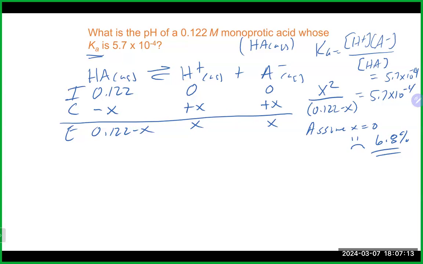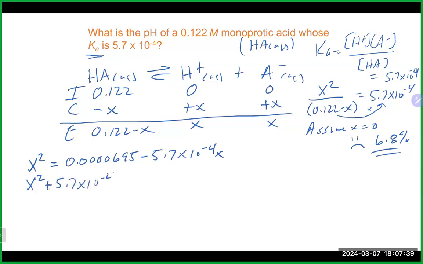And that other way is our favorite thing, which is our quadratic. So we're going to multiply that to the other side, and we will get x squared is equal to 0.0000695 minus 5.7 times 10 to the minus 4 x. Bringing everybody to one side: x squared plus 5.7 times 10 to the minus 4 x minus 0.0000695 equals zero. Could have done a little scientific notation, I suppose. That's going to go into our quadratic at this point.